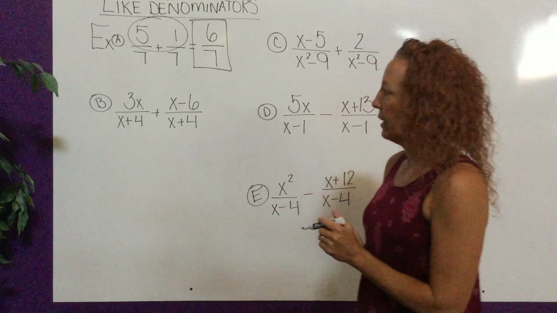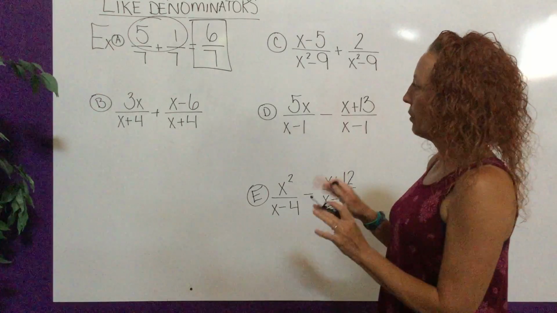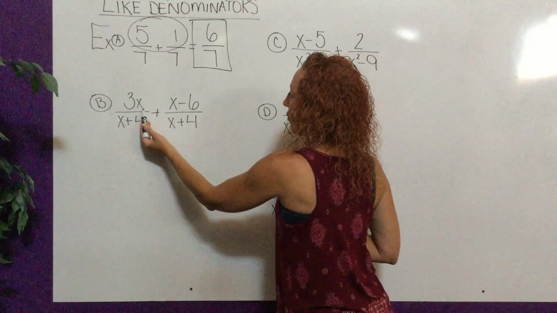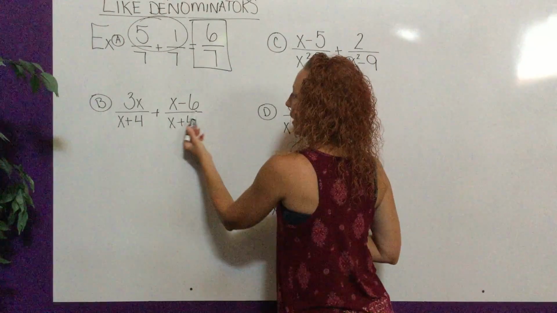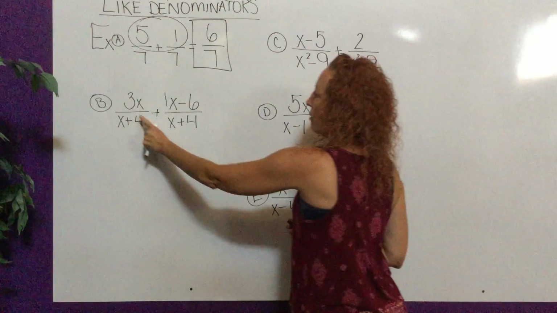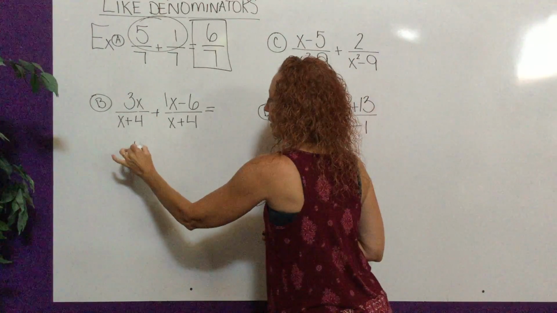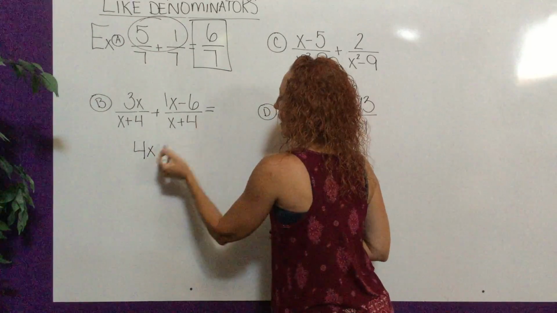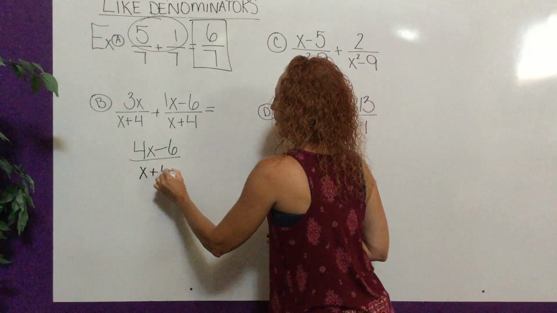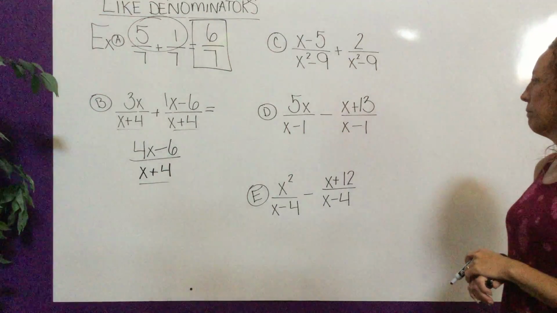Immediately in example B, that increases in level of difficulty. However, the process remains the same. So if I have 3x plus, and I'm going to gather here any like terms, so there is a 1 there. So 3x plus 1x, I'll write the answer underneath, is 4x. And that minus 6 just goes along for the ride. And then x plus 4 is the denominator for the problem.